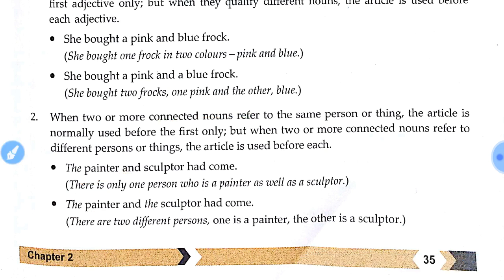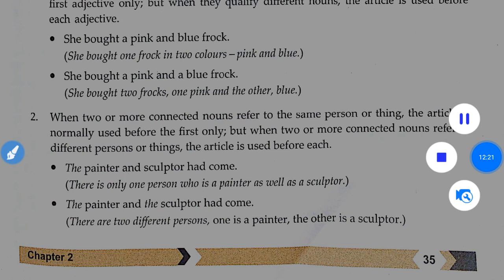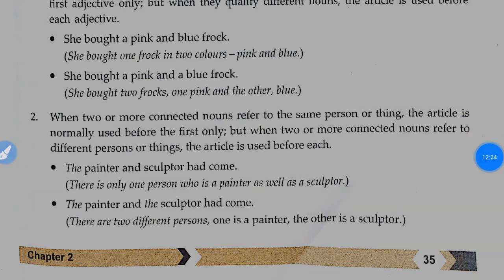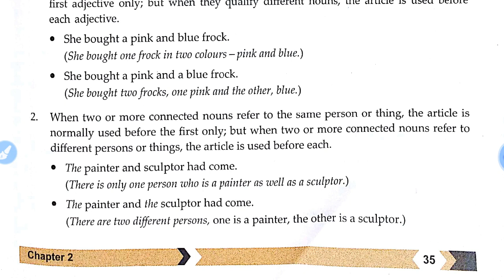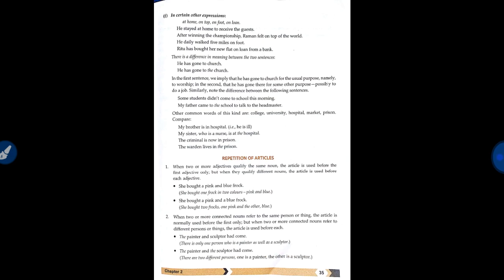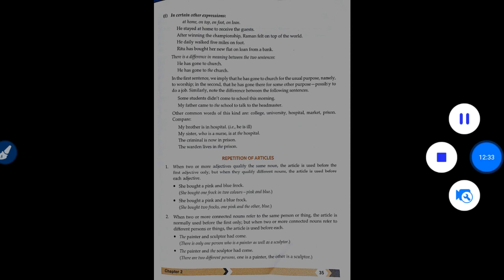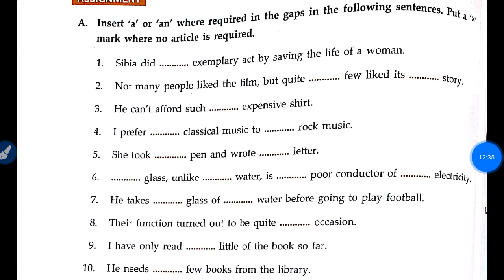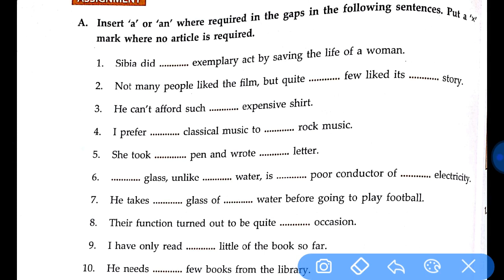So I hope you have understood this part, articles, now. We have got a few questions in the assignment. I hope you have already got the book with you. Those of you who do not have the book, here is the assignment. Assignment 1, that is, insert a or an where required in the gaps in the following sentences. Put a cross mark where no article is required. So when you don't need an article, you just put a cross, or when you need an article, you just put the answer to it. Very simple question it is.